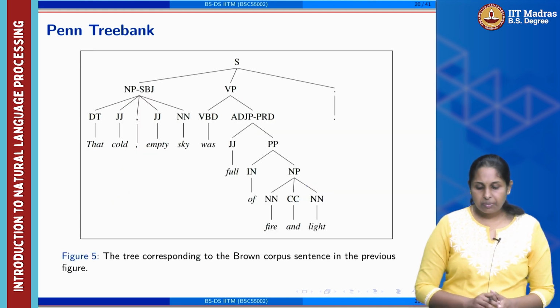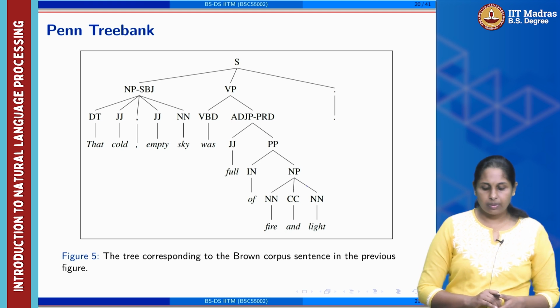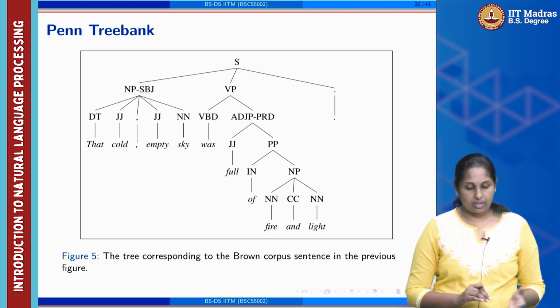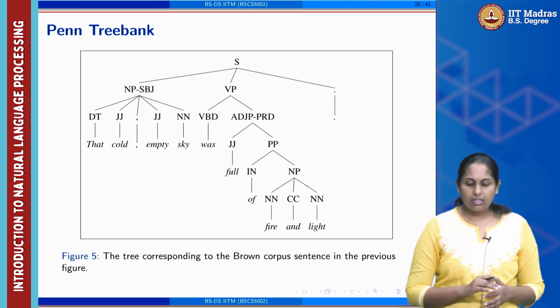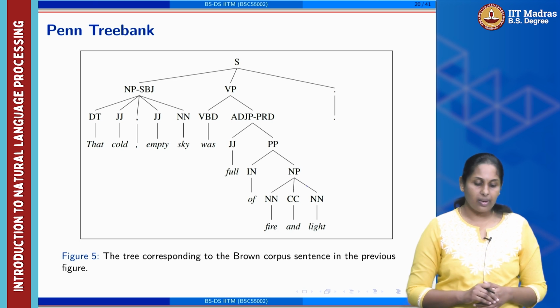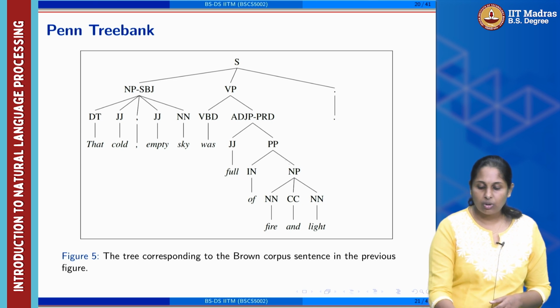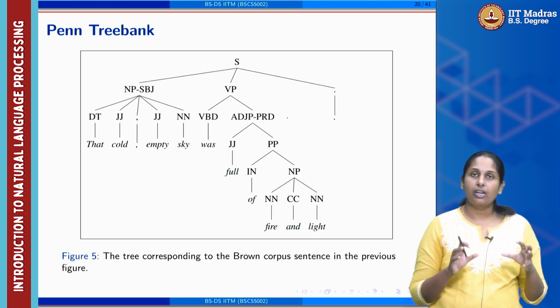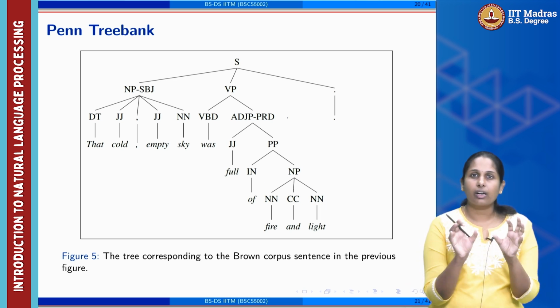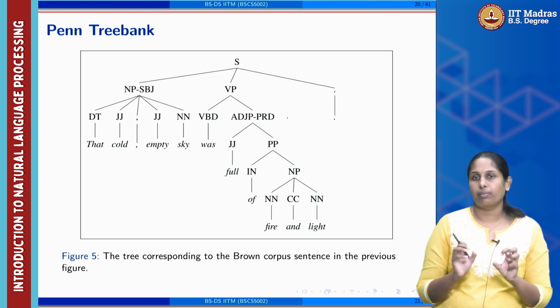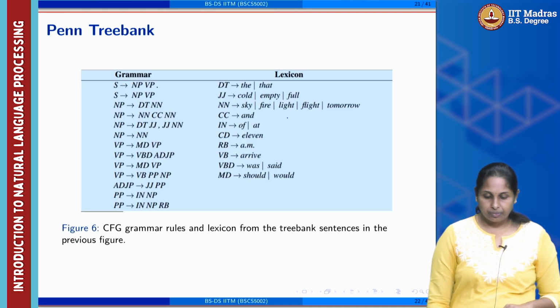Now the tree corresponding to the Brown corpus for the same previous sentence is also expressed in this way. The cold, empty sky: you could see JJ, two JJs with the commas, and there is a VB. These are all the POS tagging that we have understood, and each one of them is grouped together to make sure they form acceptable structures in that language.